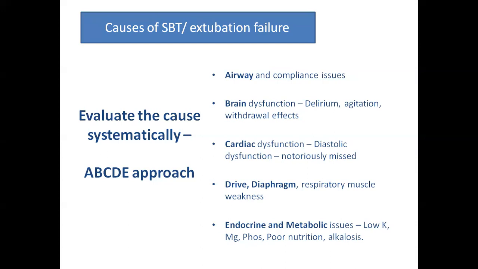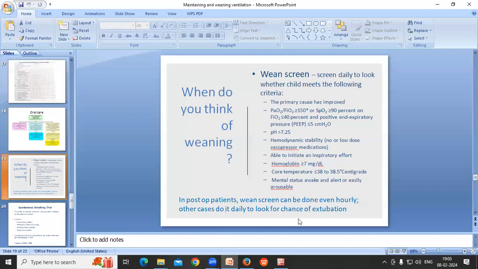Today morning, 9 o'clock, I did SBT, I failed. So you need to check what the problem is, A, B, C, D, E. You find something, you correct them. Again, tomorrow you come back and do the SBT again. So this is the way you need to do routinely. So wean screen positive, do SBT. SBT positive, extubate. SBT, child not tolerated, assess why he failed, A, B, C, D, E. Correct that thing. Again, go for one more SBT trial after 24 hours. That's all. Any questions?